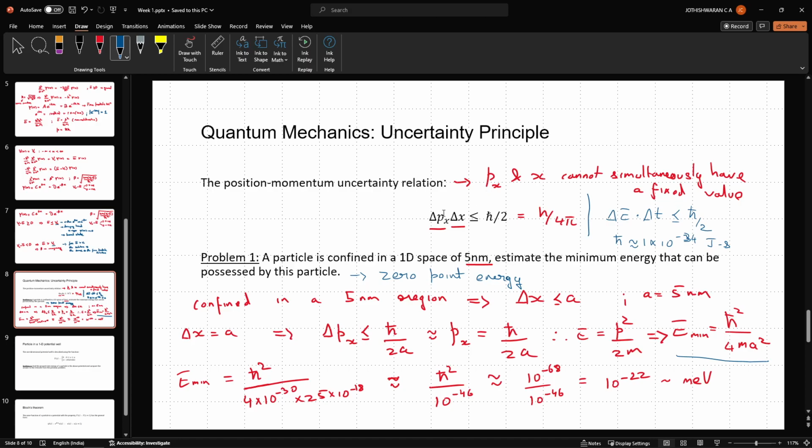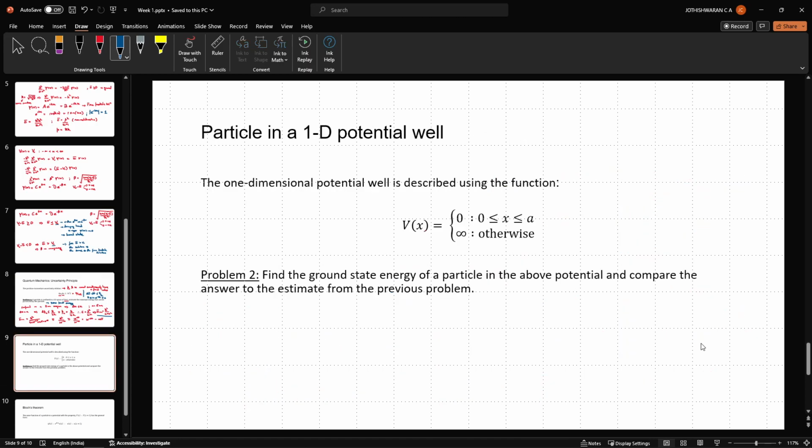So moving on, we are at the particle in a 1D potential well. So over here, what is a 1D potential well? This is the mathematical representation of the potential.